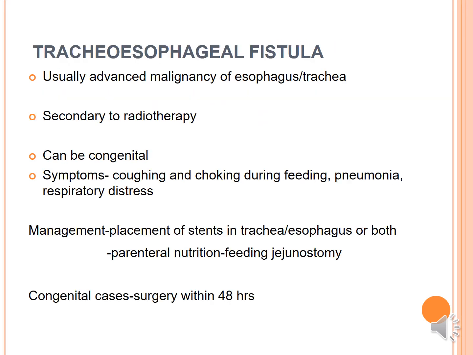Then we have another condition that is a tracheoesophageal fistula. This is mainly because of perforation or usually seen in advanced malignancy of the esophagus. Secondary to radiotherapy, it can be congenital. Symptoms can be coughing, choking during feeding, pneumonia, and respiratory distress. Management is mainly the placement of stents in the trachea, esophagus, or both. Parenteral nutrition should be done or by feeding jejunostomy. Congenital cases, surgery within 48 hours has to be done.